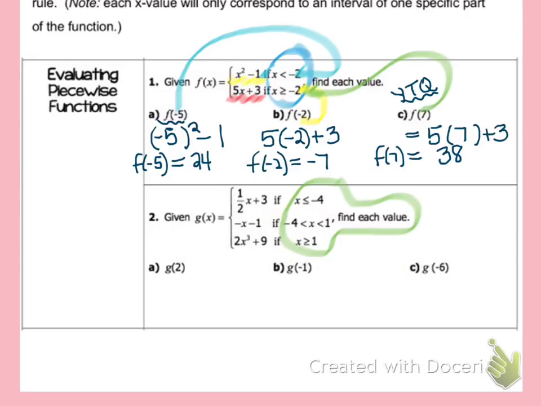We'll try a couple of these together, and then we'll leave C for you to try, just like on the last example.